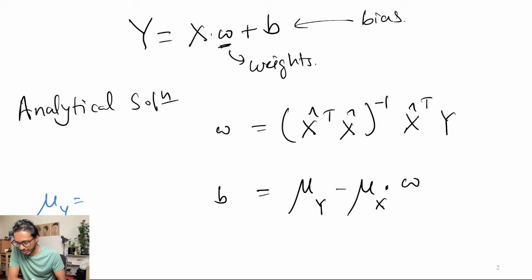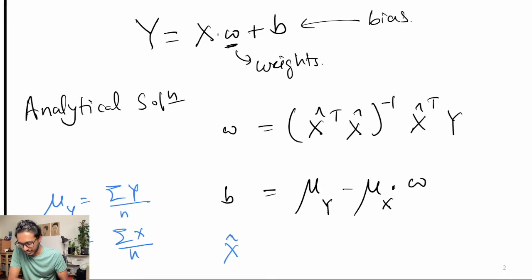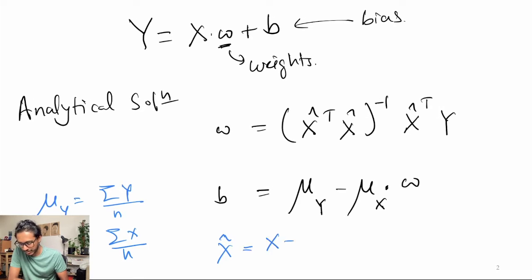mu y is the average of y, the sum of y divided by n. Mu x is the same, and x hat is equal to x minus mu x, and y hat is equal to y minus mu y. Well, actually we don't need y hat here, so I'll just erase this.